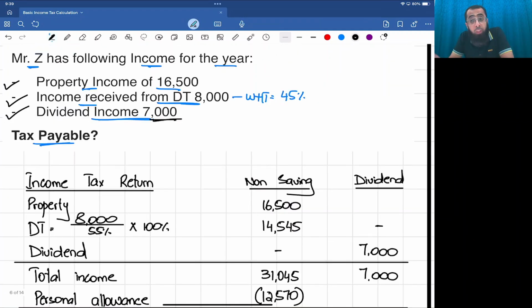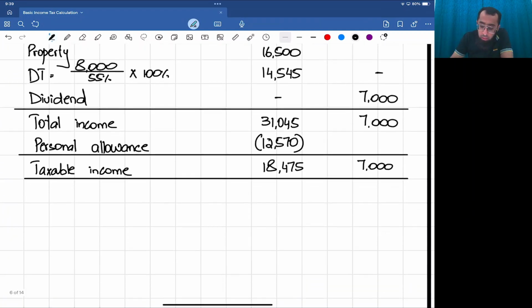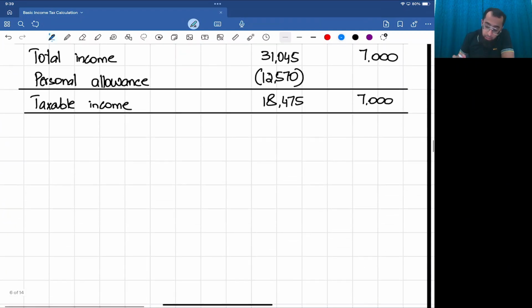Property income goes in non-saving. Discretionary trust, you gross it up, 45% is the withholding. Then the dividend goes under the head of dividend. You deduct the personal allowance, you arrive at the taxable income. Let's charge tax on it.